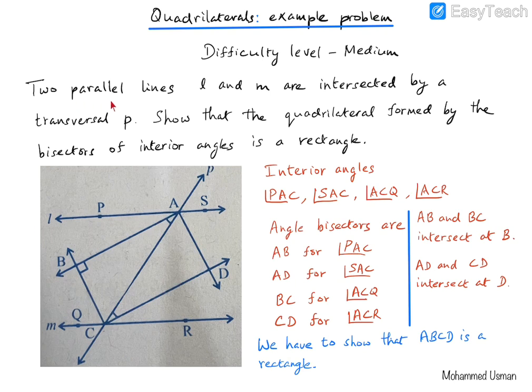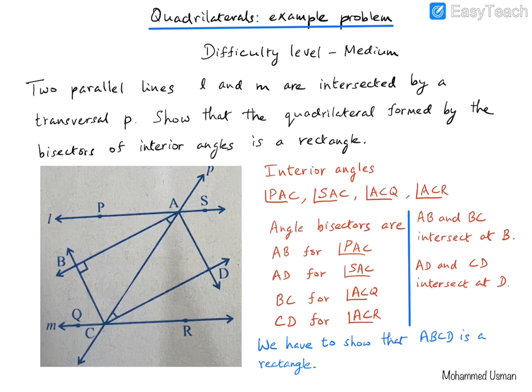We are given two parallel lines termed as L and M. So that's a parallel line L and a parallel line M intersected by a transversal P. So that's the transversal P intersecting the two parallel lines L and M. It is required for us to show that the quadrilateral formed by the bisectors of the interior angles is a rectangle. First of all we have to understand what we mean by the bisectors of the interior angles. The diagram for this question is given in this figure here.